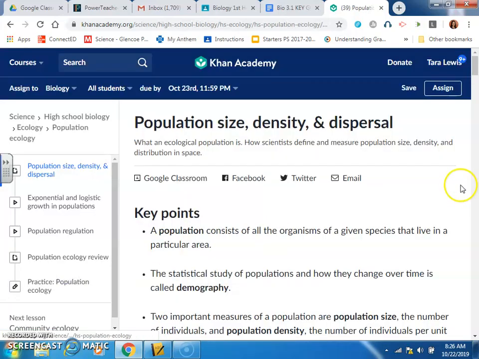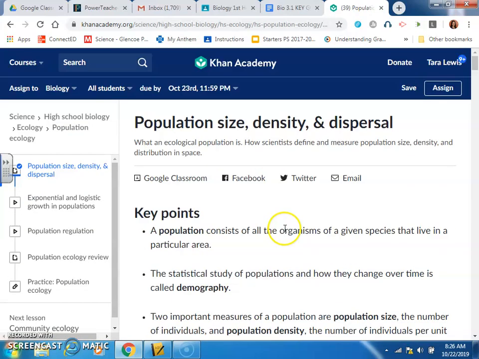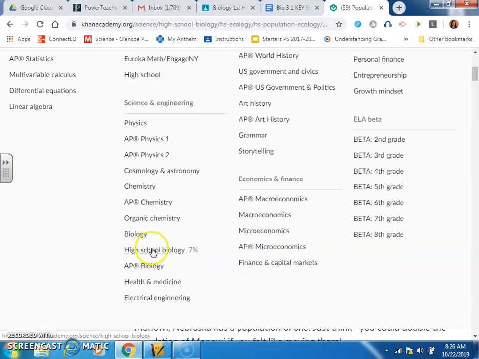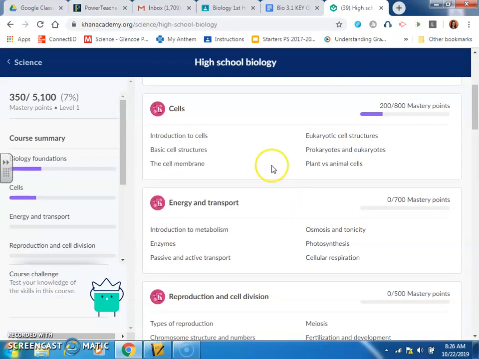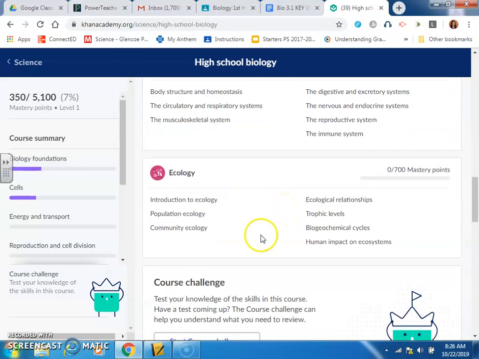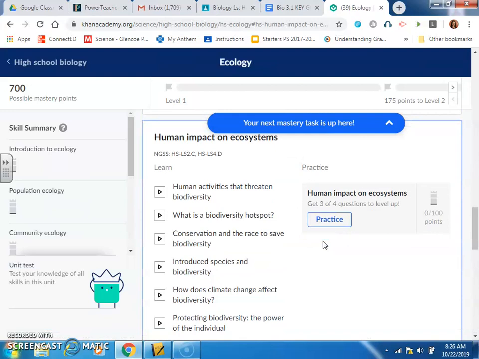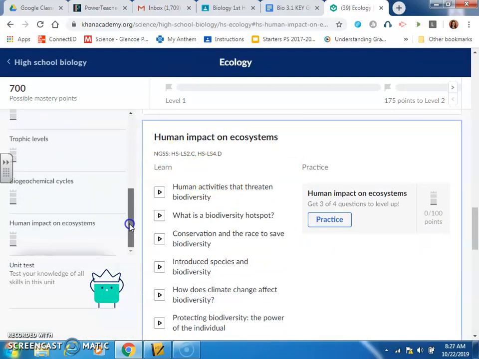So now it takes me to my next lesson. So Khan Academy is really, really super neat. So let's go and look at it from high school biology. You can see why my lessons are so small. Let's go back to ecology, and let's say I just want to look at human impact on ecosystems. So here I can just look at the whole thing. I don't have to do the whole chapter, and then here it is.